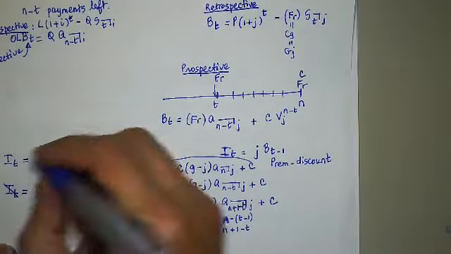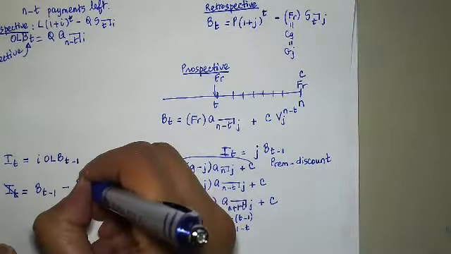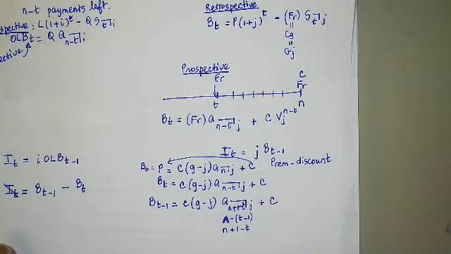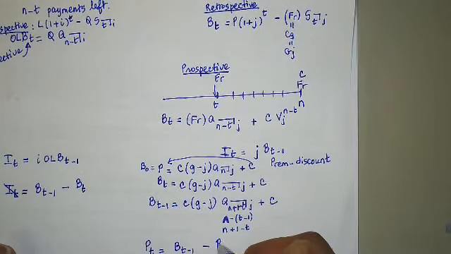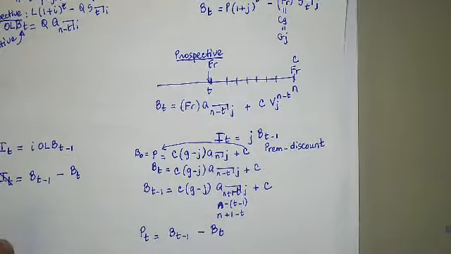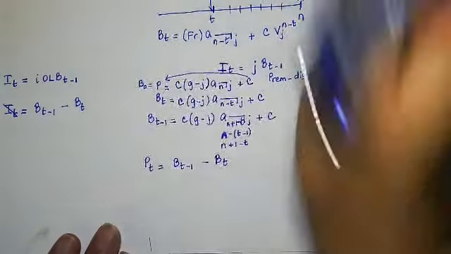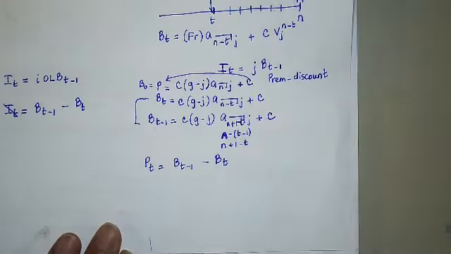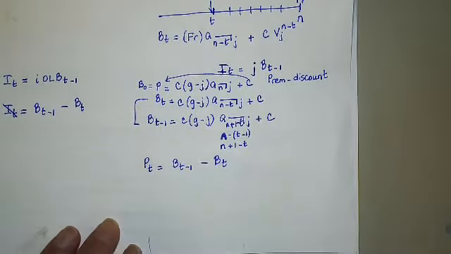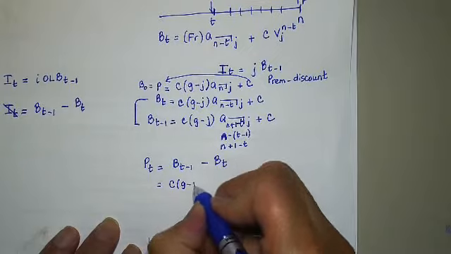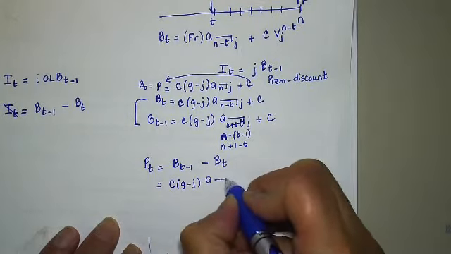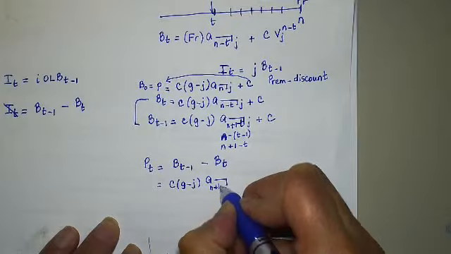Isn't I of T on the left side also equal to BT minus 1 minus BT? No, that's P of T. Isn't P of T equal to BT minus 1 minus B of T? I could do the same thing on the right side. P of T here is equal to BT minus 1 minus B of T. Let's plug in these two formulas that we have here. Can we do?